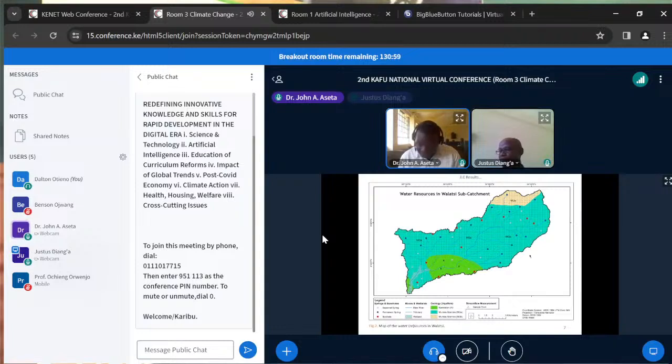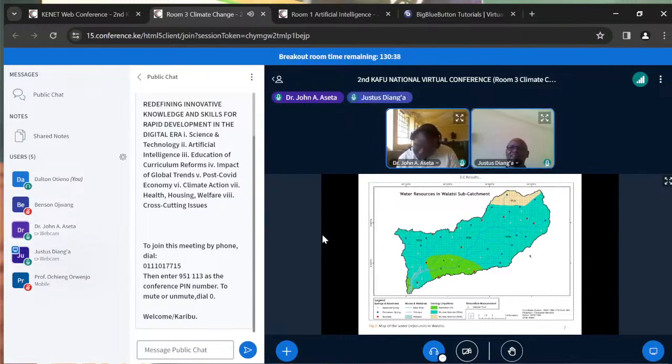And some of the activities that affect supply and demand of water, I think I have responded to that. I've answered that. Now the only section remaining is the supply.